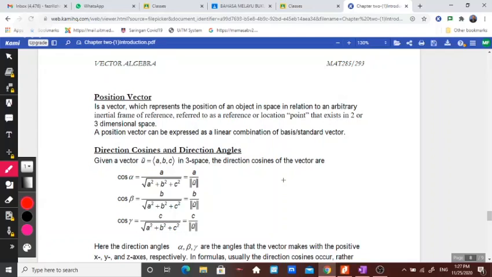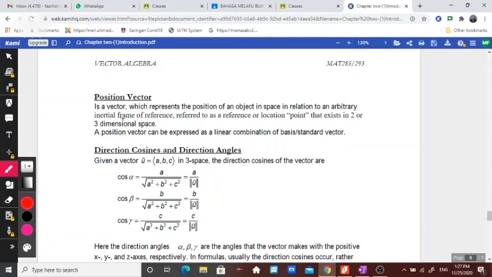Right, in this video, I would like to share with you one of the topics in vector algebra. Vectors in 2 and 3 dimensional space. There is a position vector. So, what is a position vector?